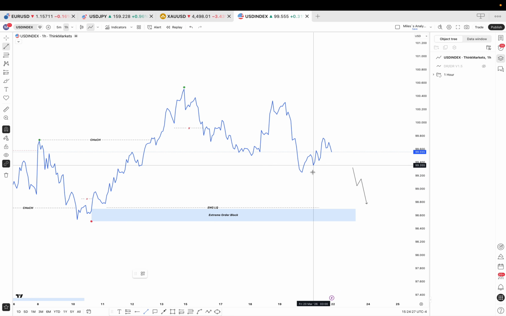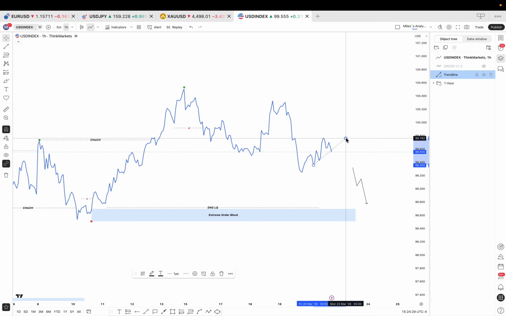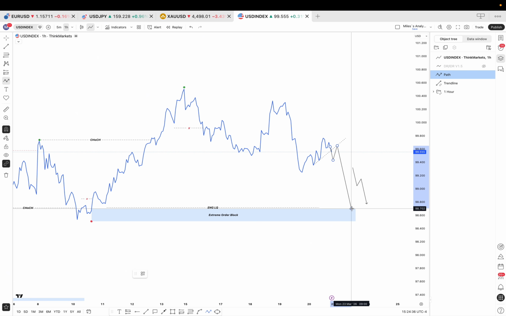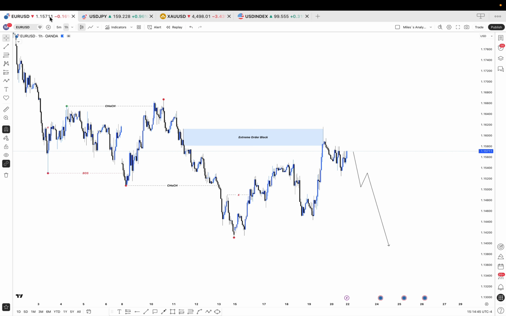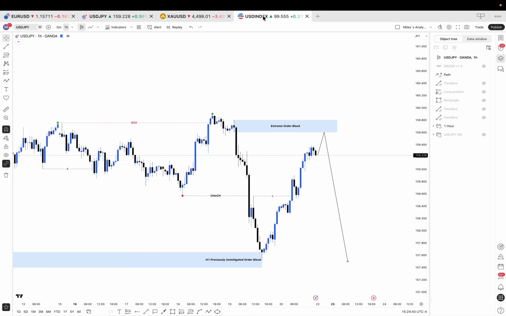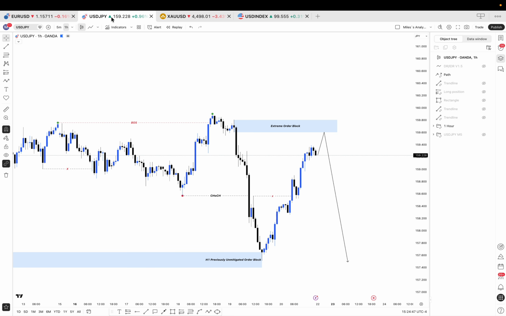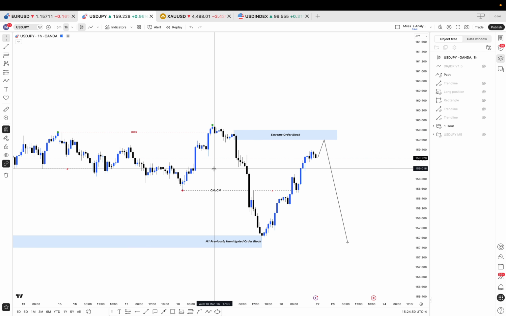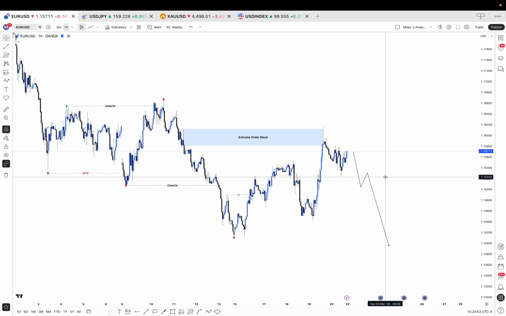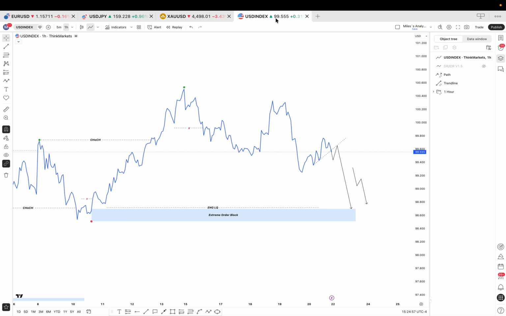As you can see, we have this support level. So if price breaks it, then retests, it's possible we'll see a bearish move here. So on the 1 hour time frame, if the USD index is going bearish, it means the USDJPY will keep going bullish, and the EURUSD will keep going bearish as well. So just keep that in mind when you're doing your analysis.